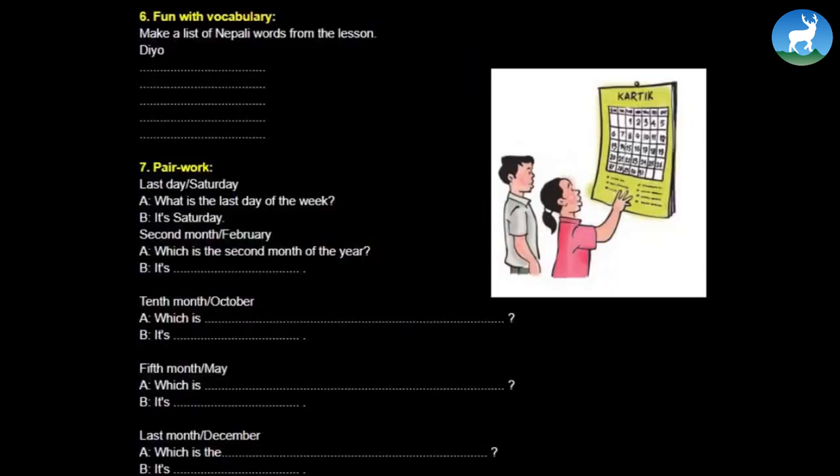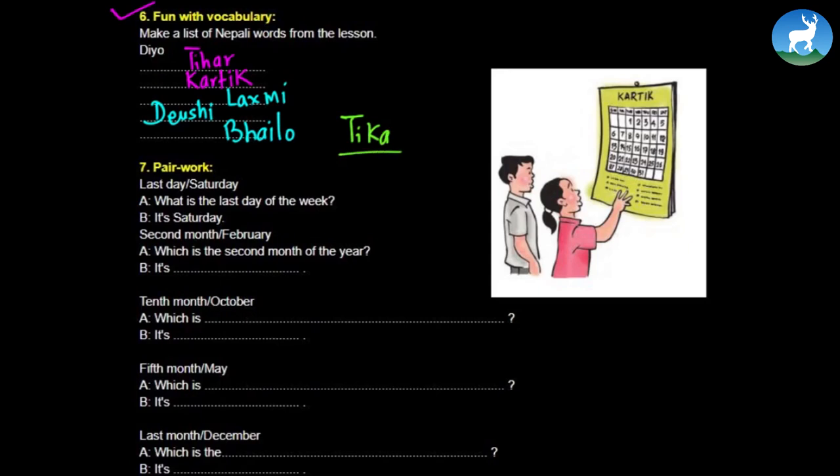Let's start. The first section is called Fun with Vocabulary. It says make a list of Nepali words from the lesson. Can you do that? Let's try it. First word is Diyo. Another word can be Tihar, or there's a word called Kartik also. Another word is Lakshmi, could be Devshi. Another can be Bhailo. And not to forget the word Tika. Tika is also a Nepali word.